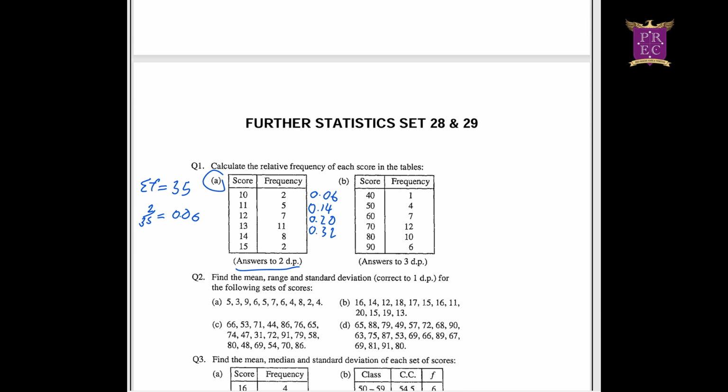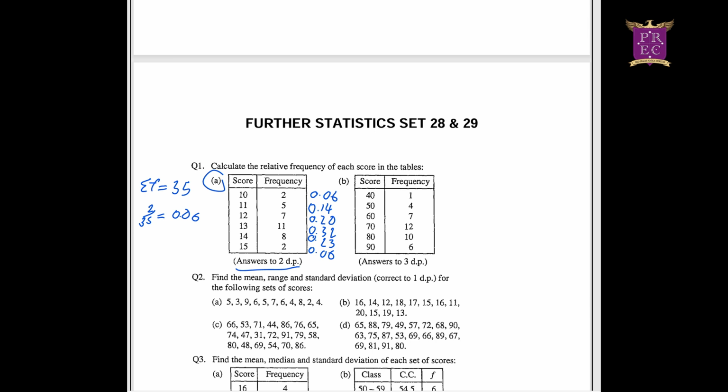Not quite. We're not quite sure. Just do 8 on 35, which should give us 0.23. And the last one is 2 again, 0.06. They should all add up to approximately 1. It won't always be 1 because we're rounding up or down, so it'll just be a little bit off every time we do it.